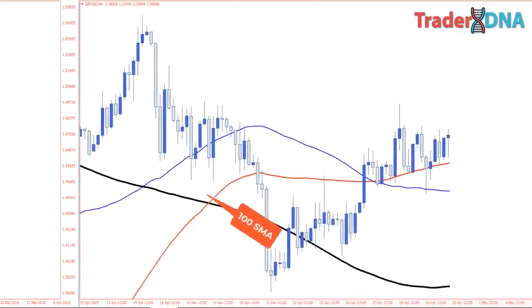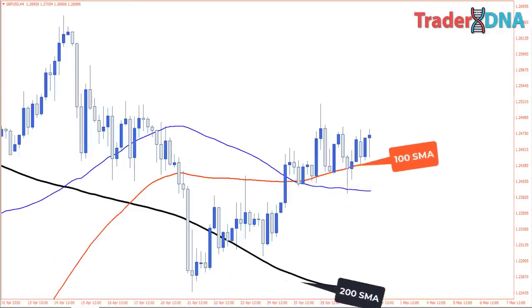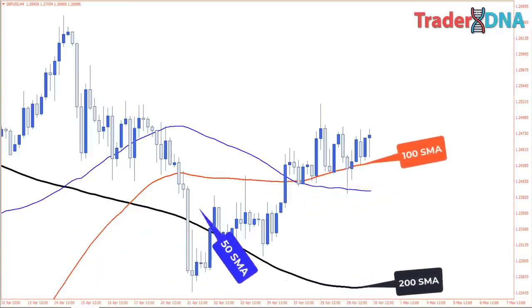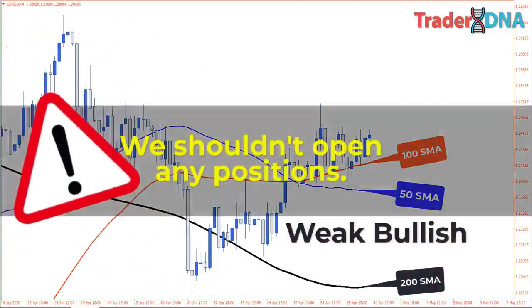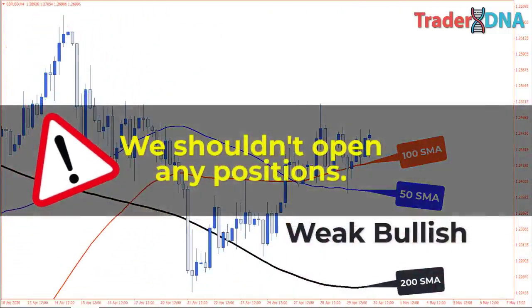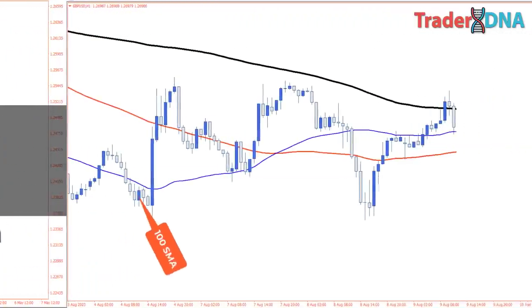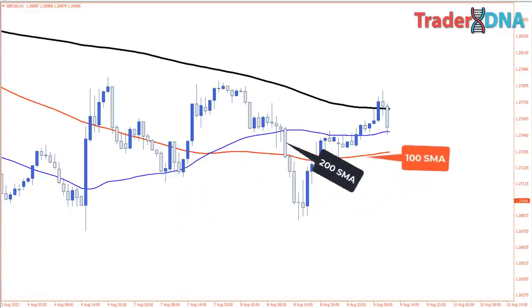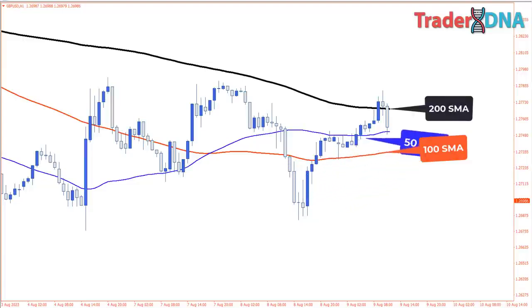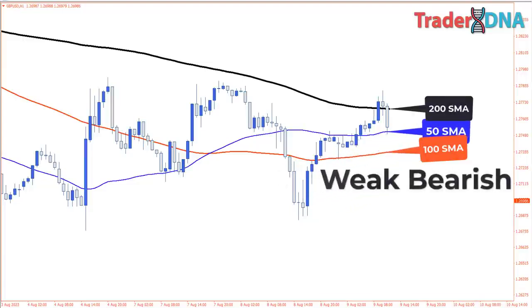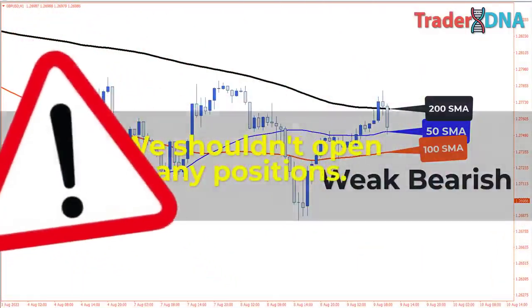Second, if the 100-period SMA is above the 200-period SMA while the 50-period SMA is below the 100-period SMA or 200-period SMA, the market is in a weak bullish condition. In this strategy, we shouldn't open any positions. Third, conversely, if the 100-period SMA is below the 200-period SMA, while the 50-period SMA is above the 100-period SMA or 200-period SMA, the market is in a weak bearish condition. In this strategy, we also shouldn't open any positions.